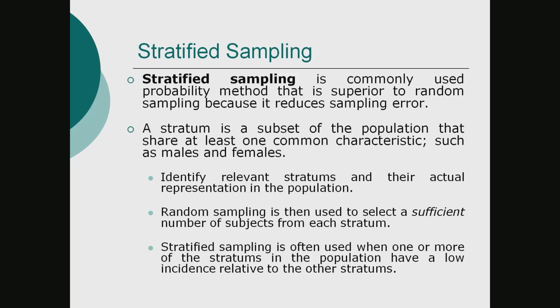In this method, the population is divided into subgroups or strata based on certain characteristics and then a random sample is taken from each stratum. This is often used to ensure that the sample is representative of the population as a whole.